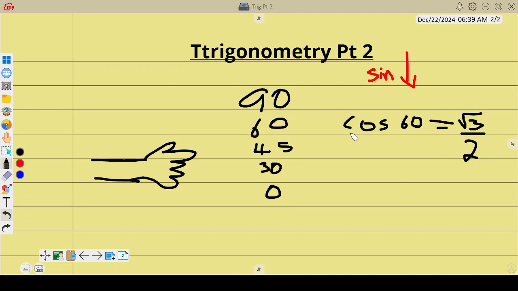Wait. Early in the morning, busy saying wrong things. So I meant sine 60. So this is sine 60. Okay, yeah, so sine 60 is root 3 over 2.